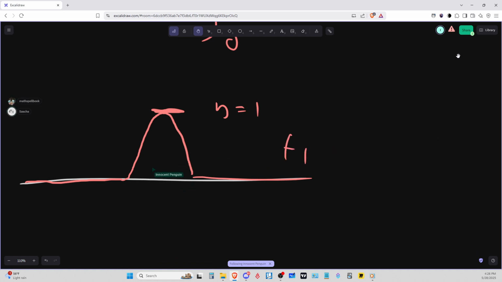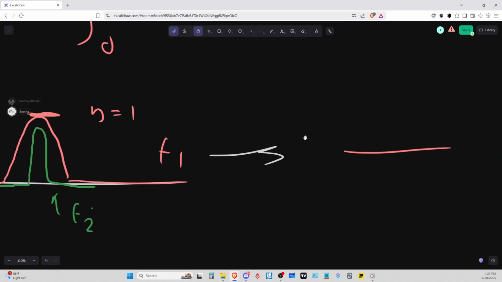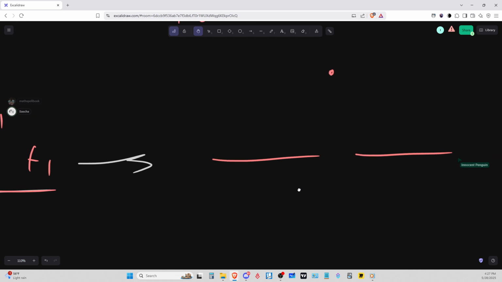What you can do is create a sequence of functions where the base of the peak is getting smaller and smaller. Maybe this is f of 2, and you want this peak to go to 0. For the integral, those functions would be very close, because the area under the curve is not that different. But when you take the limit of those functions, you end up with something which is not continuous, a function that jumps. It's going to be 0, and then at the origin it's going to jump to 1. This is one example.